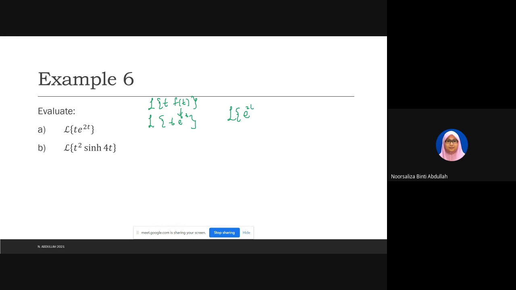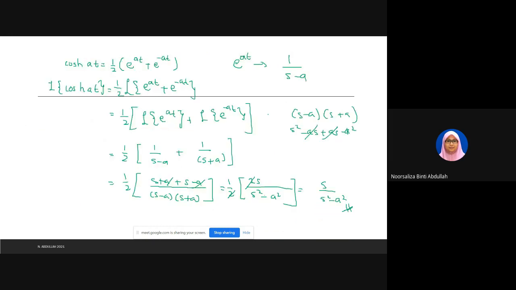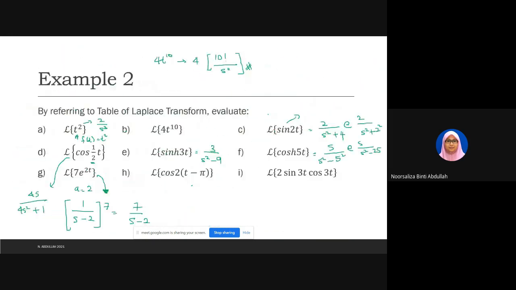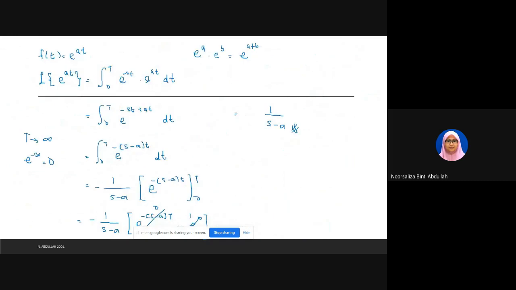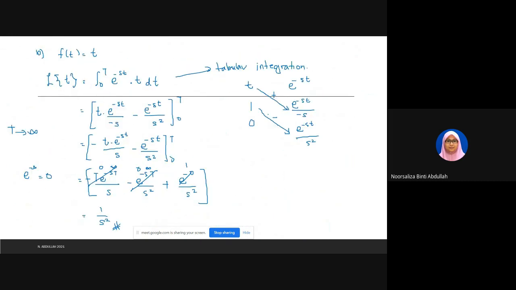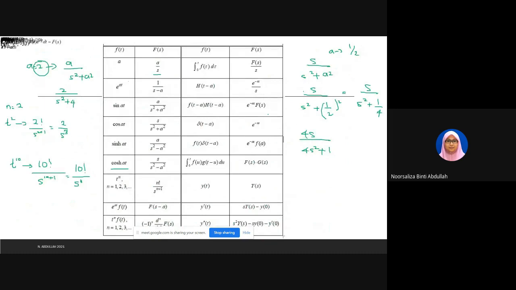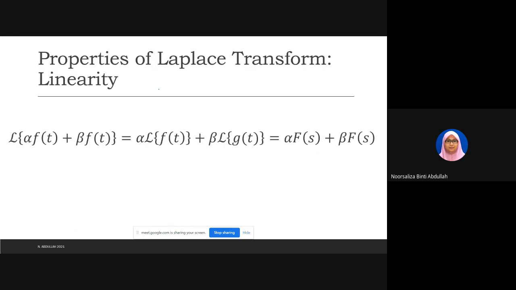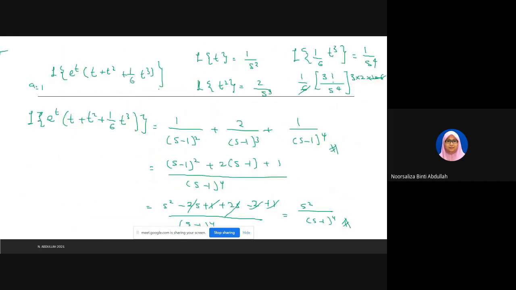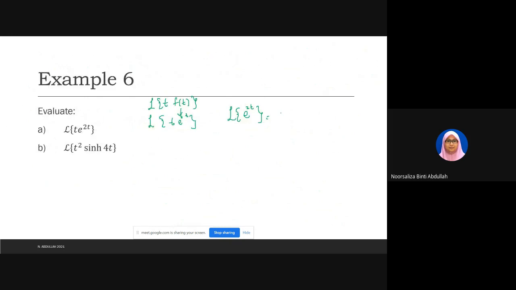e^(2t). Laplace for e^(2t): if you look at this table, this table is e^(at). If we have e^(2t), then our F(s) will be 1 over s minus 2. So our Laplace here will be 1 over s minus 2.